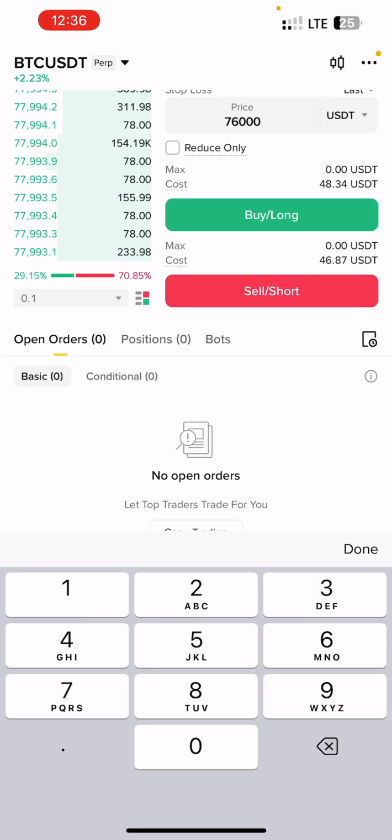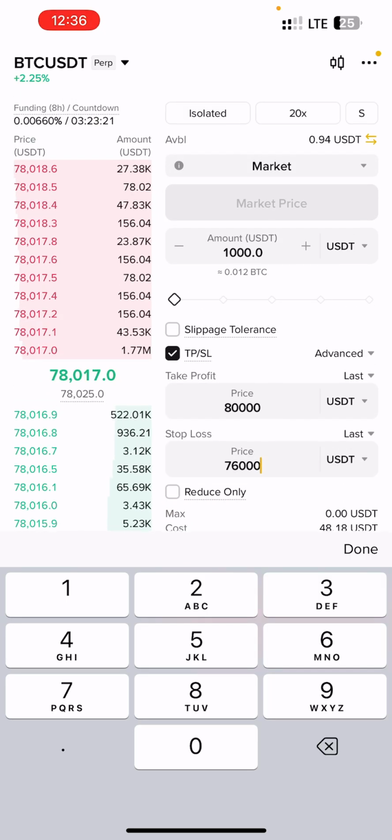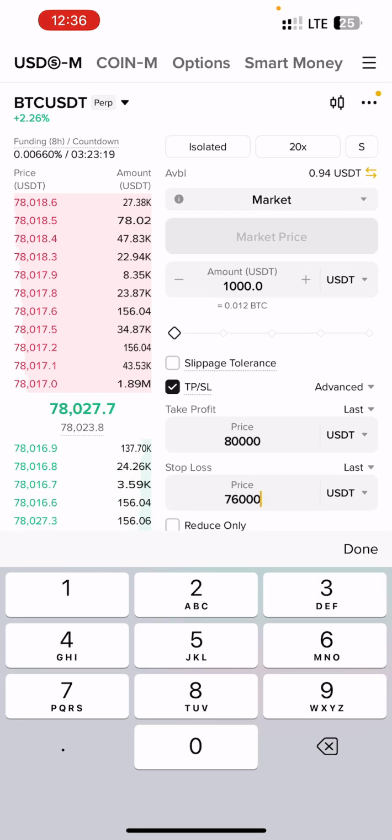If I want to execute this trade, I still have the chance of buying now or selling. I am not specific about what I want to do until I click either buy long or sell short. If I buy long, it means I'm anticipating a buying opportunity in the market, and likewise for sell. So that is how to do it. The only thing I did here is to add the amount I'm willing to risk in this trade, which is $1,000.